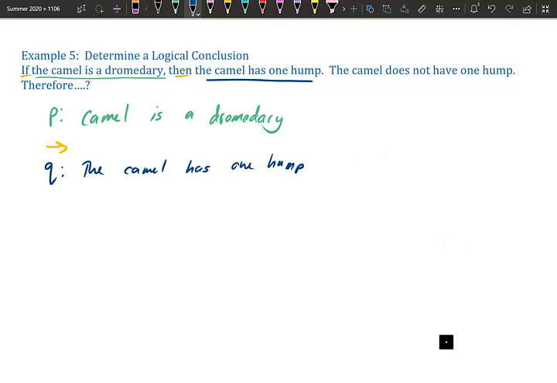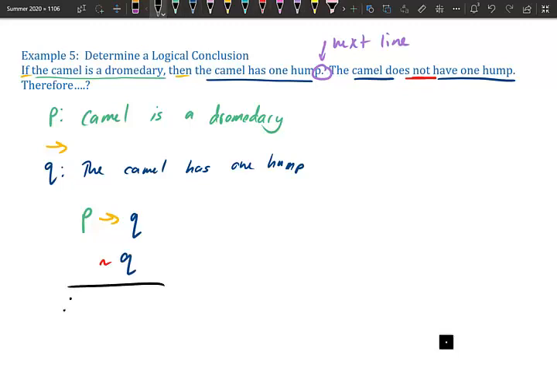All right, then we have a period. Let's just keep going, though. The camel does not have one hump. So camel has one hump, that's Q, but remember we have the little squiggly because it says not, and we have a therefore. So first sentence, we have P if then Q. And you see the period. The period just means next line. So next line, we have the camel does not have one hump, so negation Q.